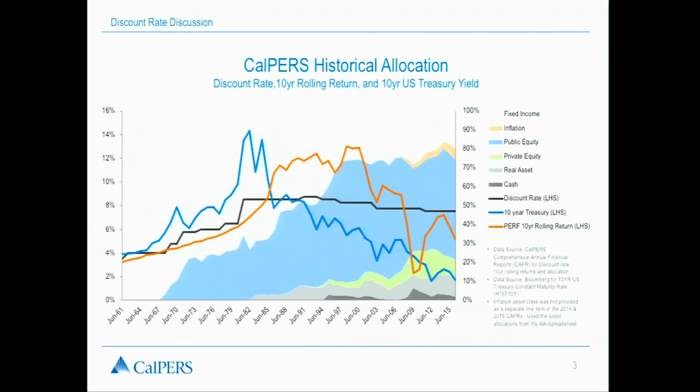I'll point out that at the same time that was happening, if you take a look at the background, you'll notice that CalPERS increased our equities at that point. So as the return on our 10-year Treasuries dropped, we increased the proportion of our assets allocated to equity. We later on added inflation assets, public equity, real estate, and so forth.